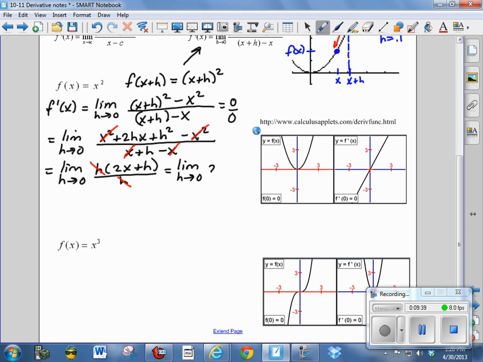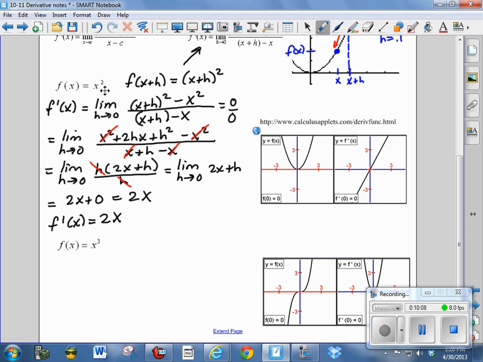So now I'm going to substitute 0 in for h, and that's going to give me 2x plus 0, or 2x. So what happens is I can say that f prime of x is equal to 2x. This is the function that tells me the derivative, or the slope of the tangent line, for every value of x on the x squared function.